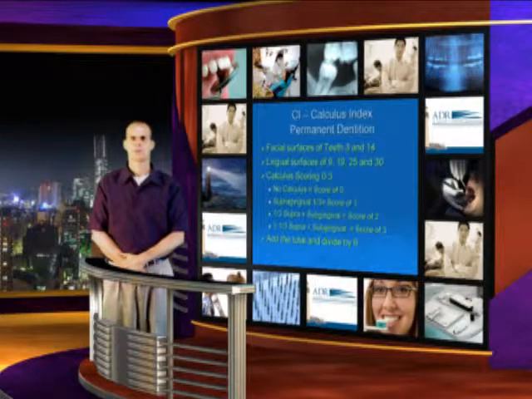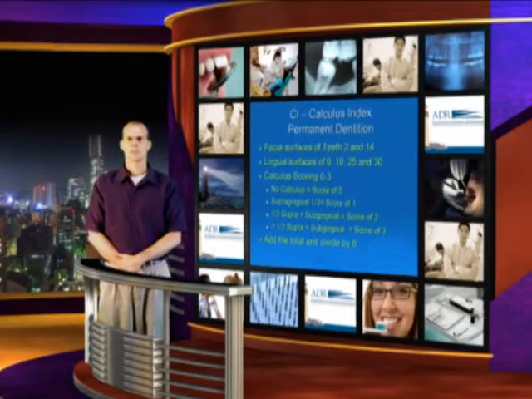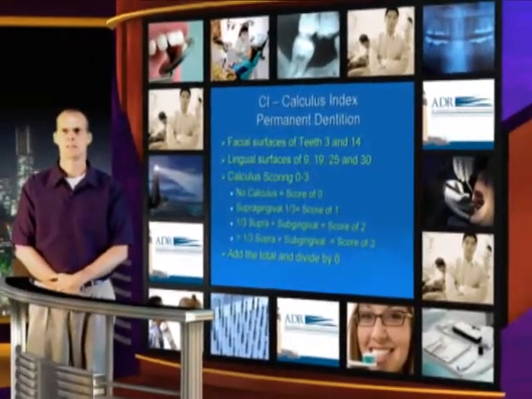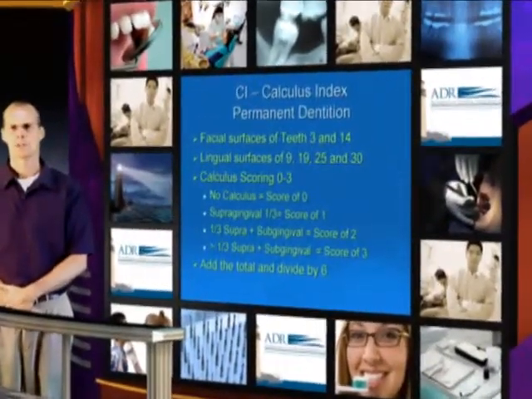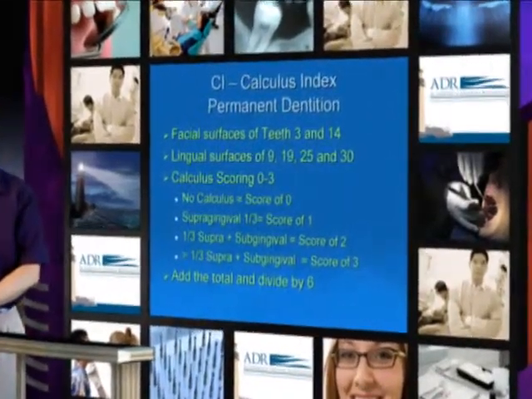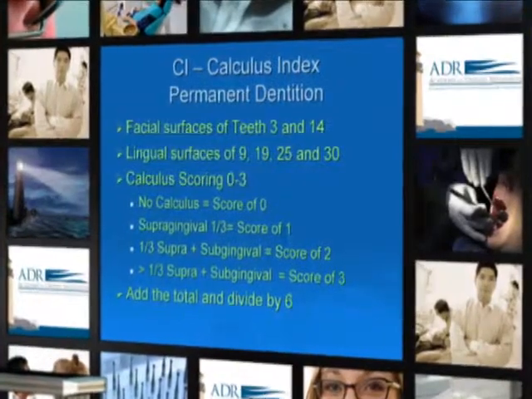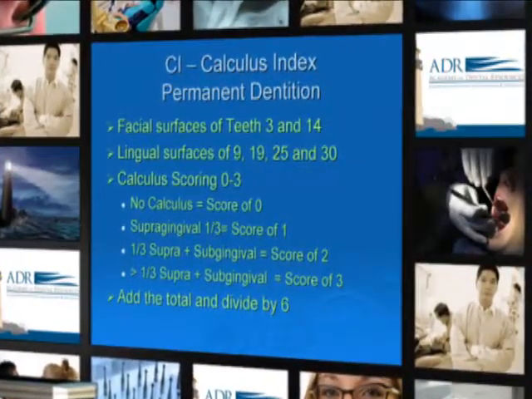Calculus index for permanent dentition, facial surfaces of tooth numbers 3 and 14, lingual surfaces of 9, 19, 25, and 30. Calculus scoring, you can again refer to the manual for more of this information and make it easier. Add the total and divide by 6.